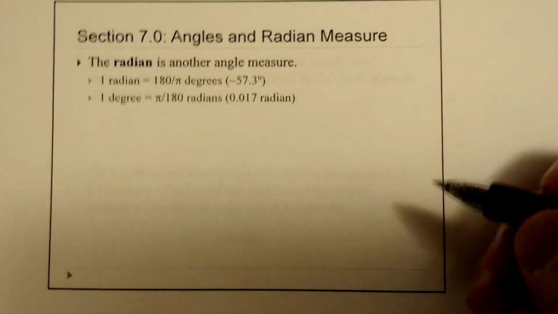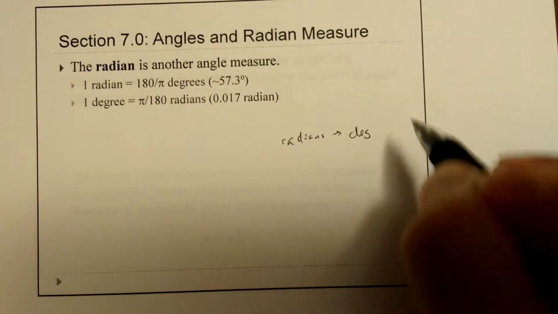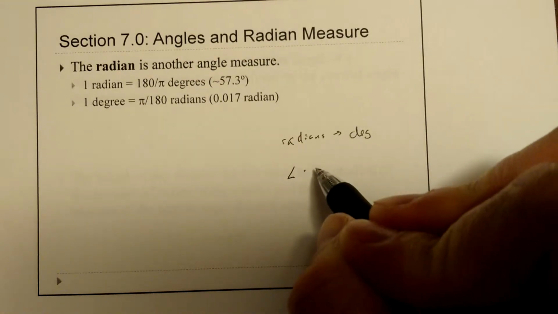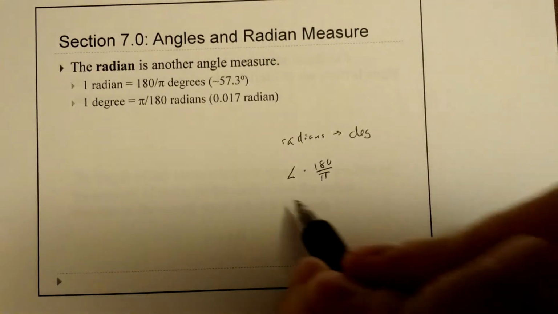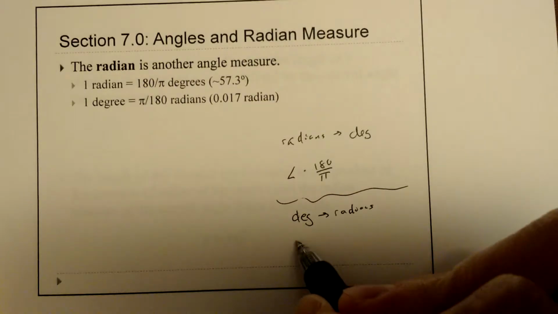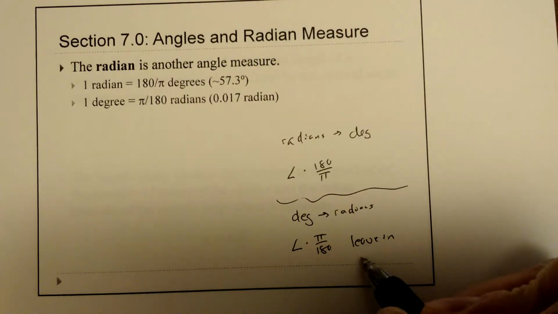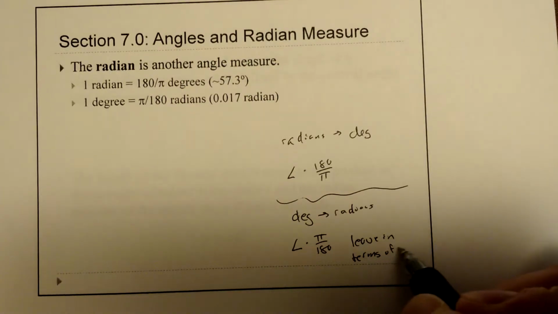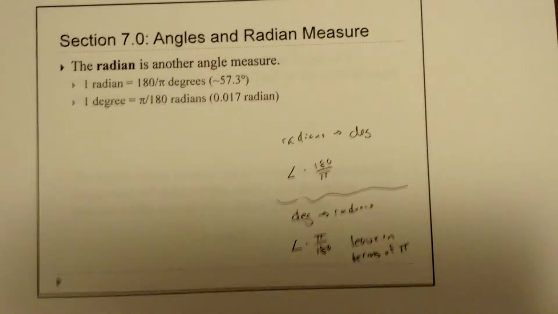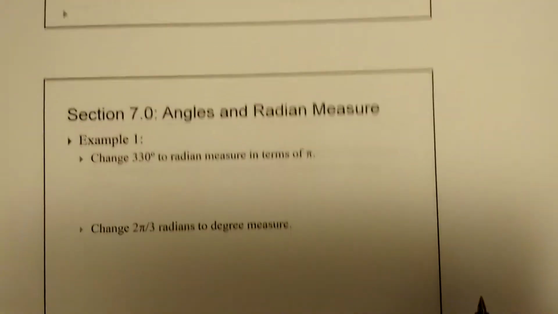So to convert from radians to degrees, you're going to take your angle times 180 and divide it by pi. To go the other way, from degrees to radians, you're going to take your angle times pi over 180. When you do this, you leave your answer in terms of pi, so it'll be a fraction with a pi value. So pretty much you need to multiply by 1 over 180 and then add a pi to the end of it. So here's a couple examples.